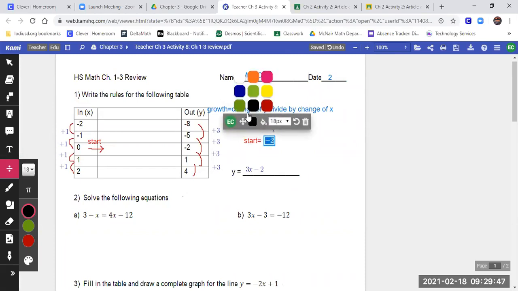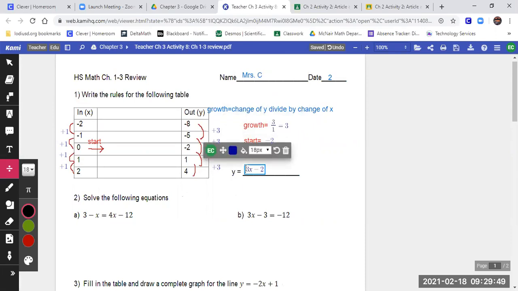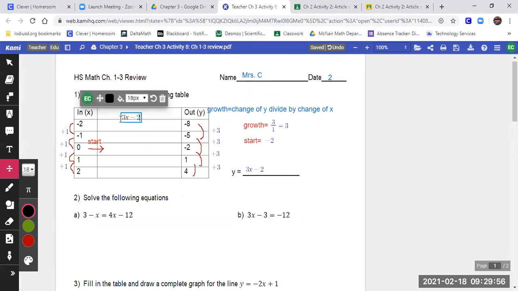Okay, so we have to take that rule. We're going to copy this rule up to the top of the table, and we're going to work it out for each of the numbers to confirm it worked out.